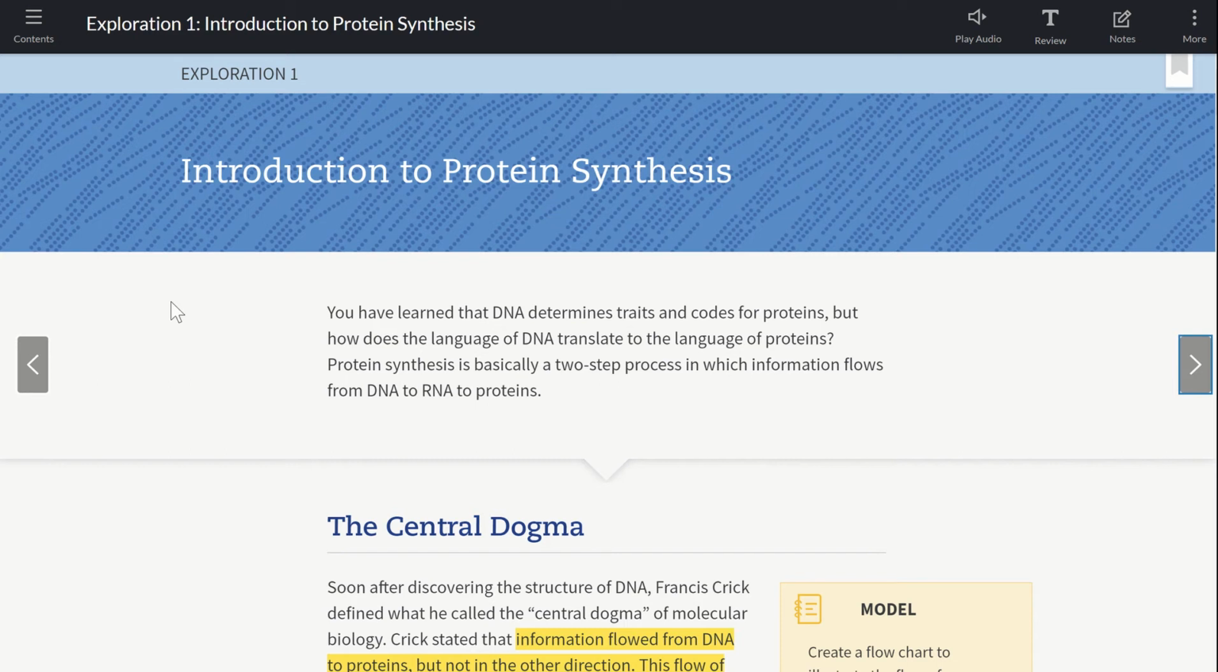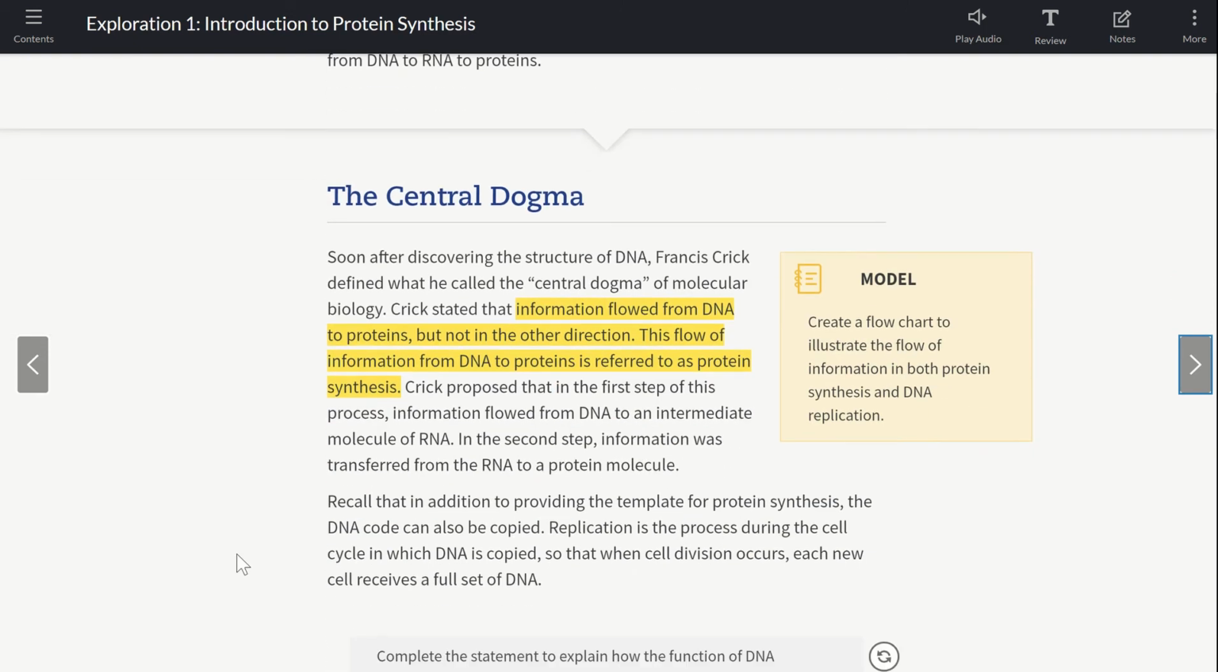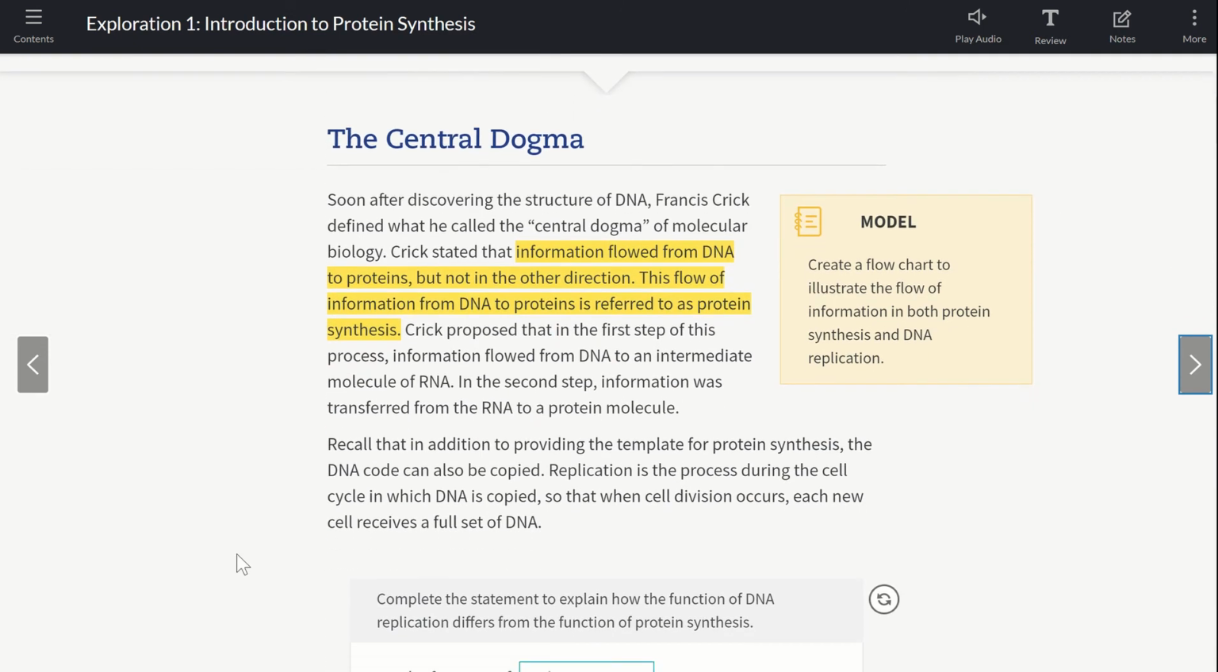And so that starts with this idea of protein synthesis. Now, in the next two explorations, we'll look at the two stages of protein synthesis. But in this first exploration, it's just kind of an overview of both of those and kind of how we came to discover it. So let's start out with something called the central dogma.